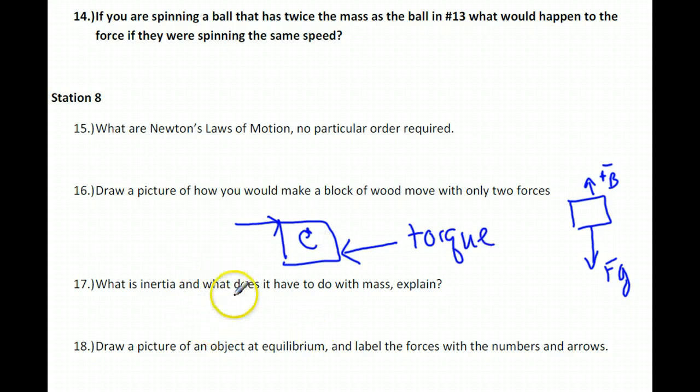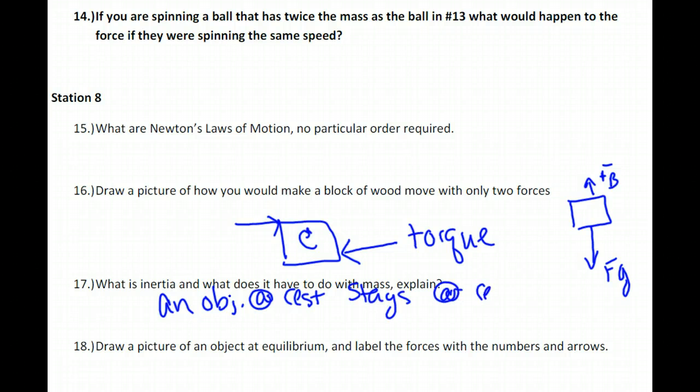And then what is inertia and what does it have to do with mass? It's, sorry, it's an object at rest. An object at rest stays at rest. And then an object in motion stays in motion until acted upon by an outside force.